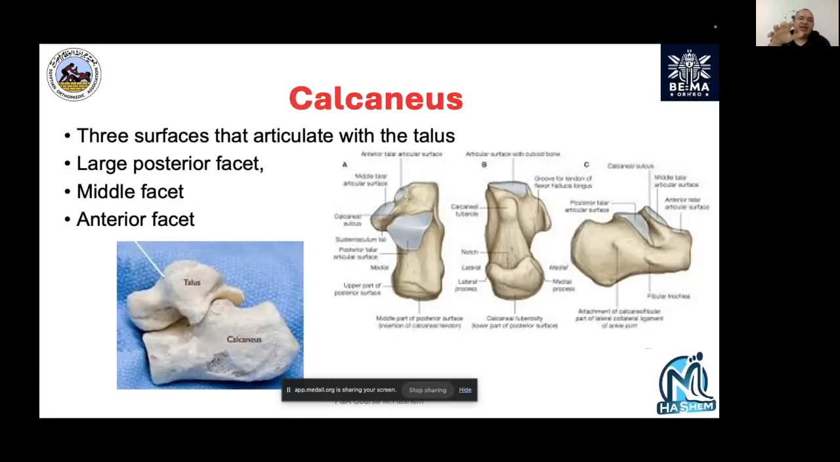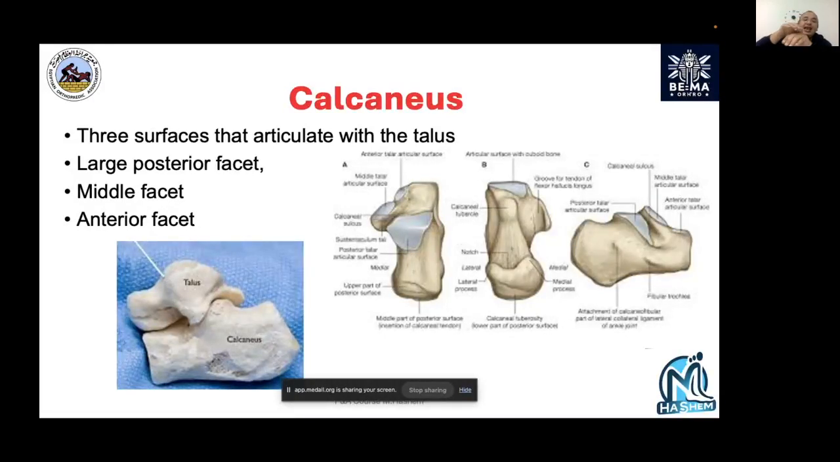If you see the shape of the facet, you can easily recognize that the posterior facet is curved this way. So the movement it allows is in and out. So it allows eversion, inversion. While the medial facet is this way, oblique way. So it allows to move up and down, and moving up and down gives you the movement of plantar and dorsiflexion. And anteriorly, the calcaneal process is oblique in this plane, so it allows the movement of the midfoot in and out. So 3 facets, every facet has a different configuration which allow a different plane of movement.